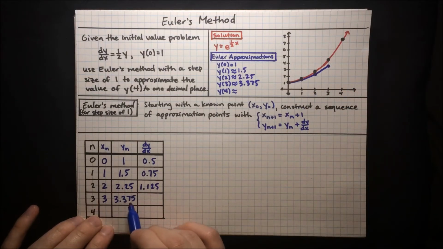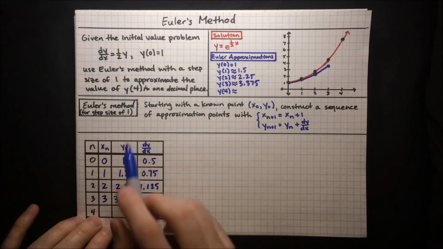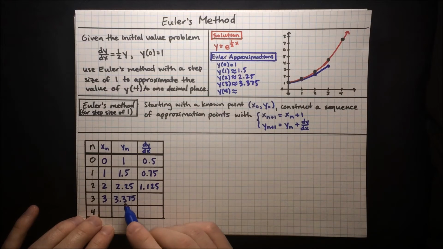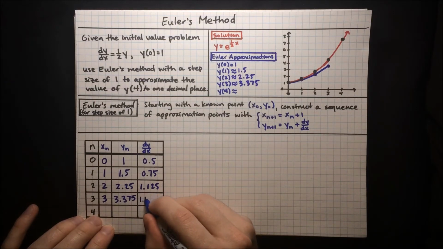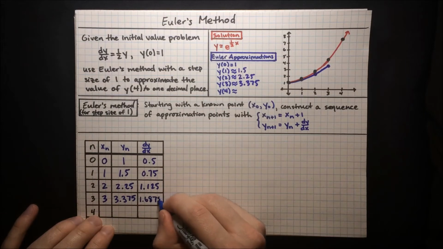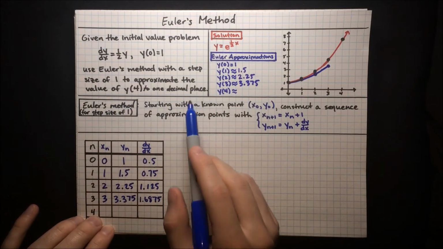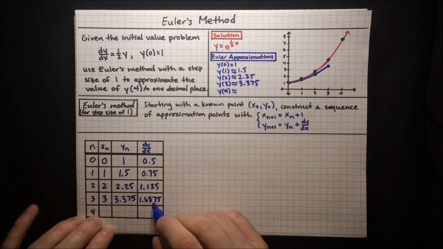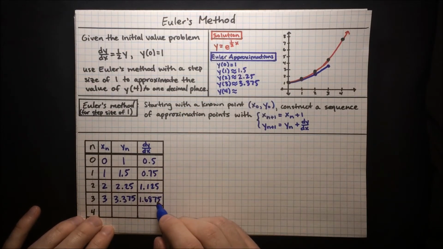So let's plug in these points into the derivative and update. The derivative here is half of the y, so half of 3.375. That's just 1.6875. Since we want to round the value of y4 to one decimal place, we should keep like 3 to 4 decimal places in our computations here, just to avoid round-off error. We can round at the end, but for now let's keep 3 to 4 decimal places. We'll do 4 just to be safe.